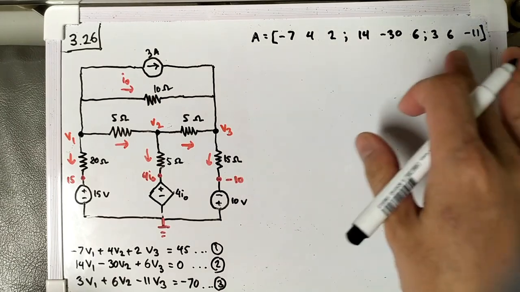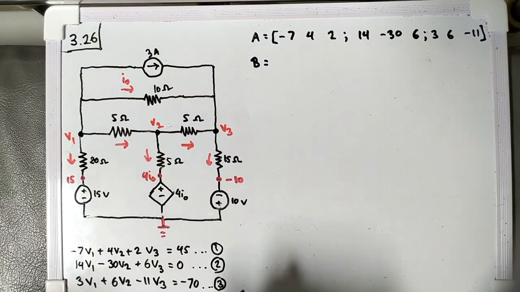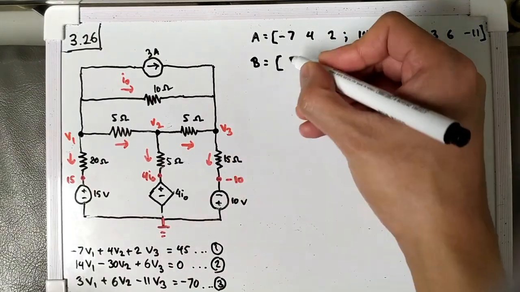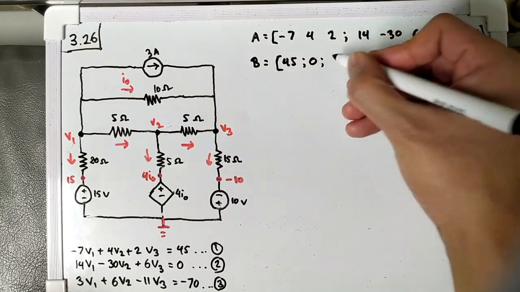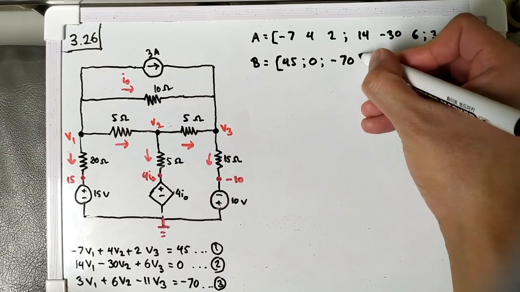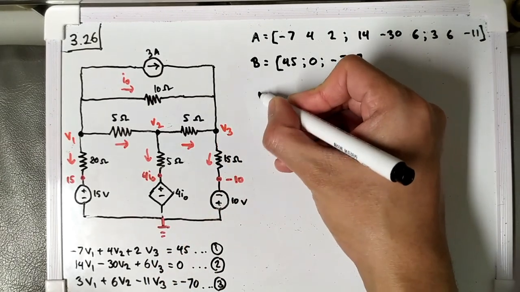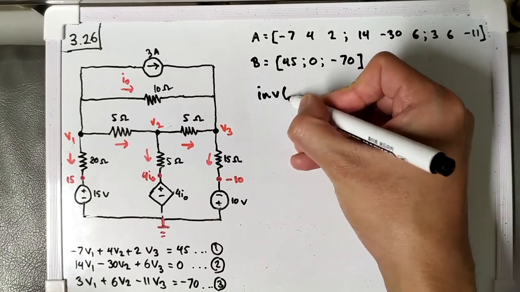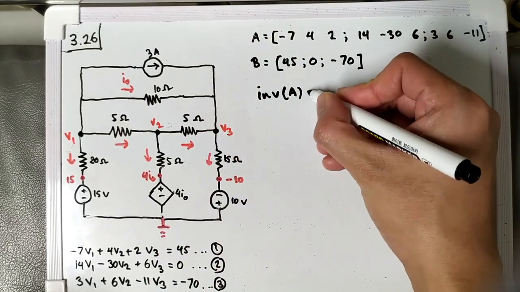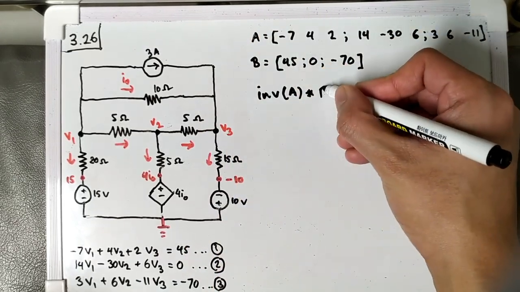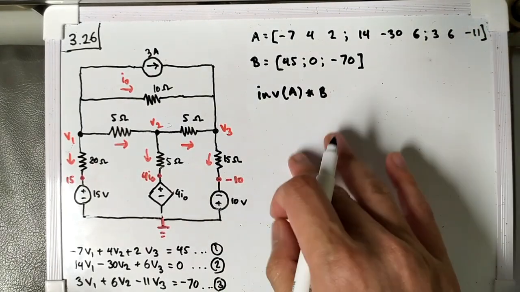So this is the matrix that we are going to invert, and the vector of the result is 45, and then 0, and then minus 70. So what you need to do is just enter the command inverse of A. So this will take the inverse of A, multiplied by B, and just press enter and you will get the result.